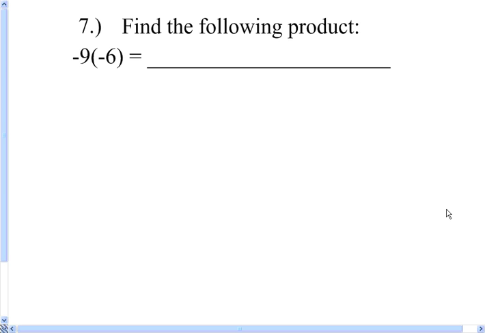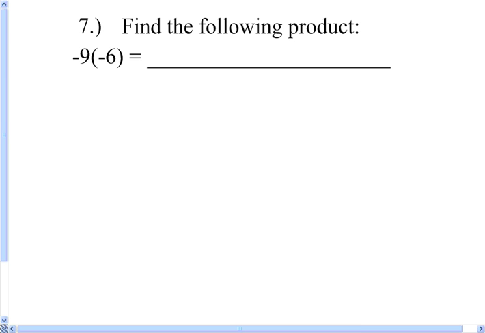And you may have wondered, why? Why is a negative times a negative a positive? It really doesn't seem to make a whole lot of sense. From what we've learned, though, in CPM this week about adding and subtracting integers and multiplying integers, we can make sense of this problem. -9 times -6.